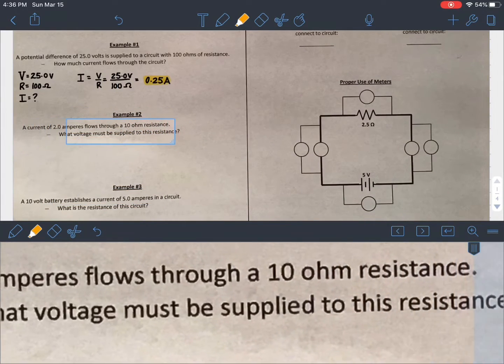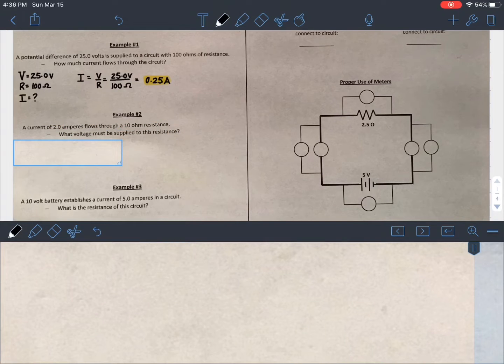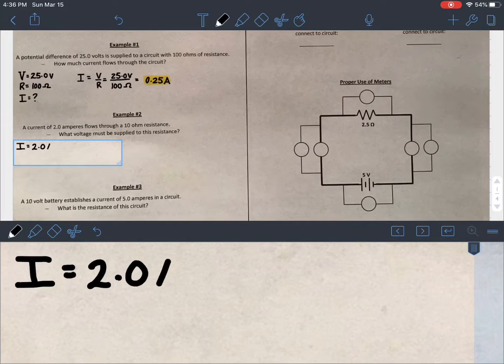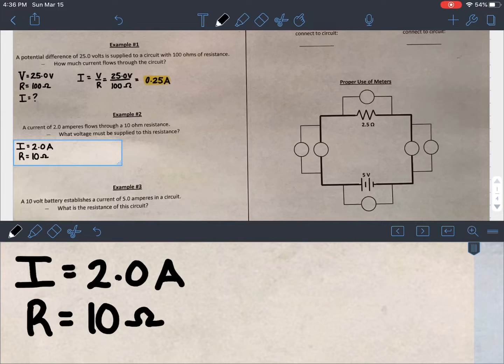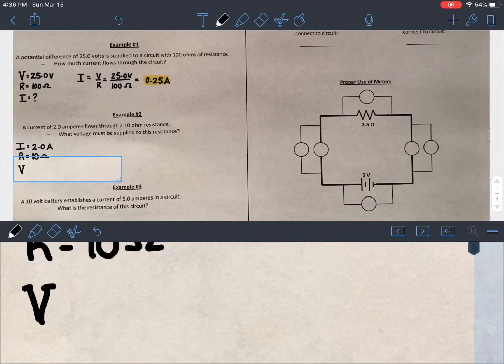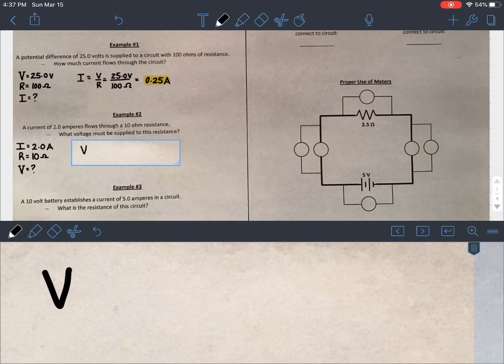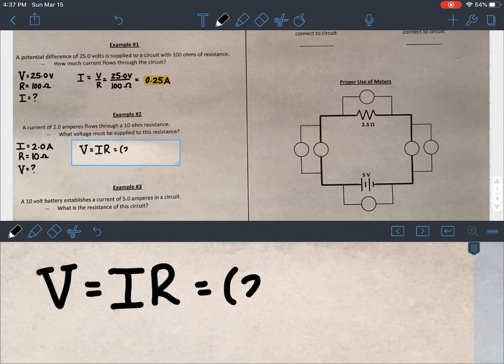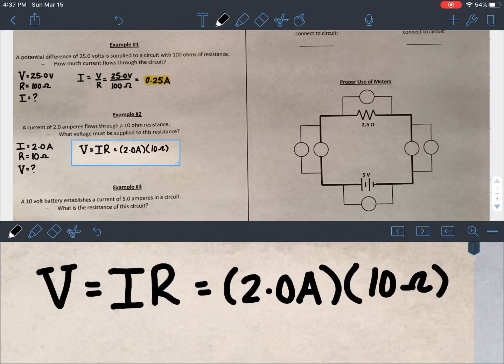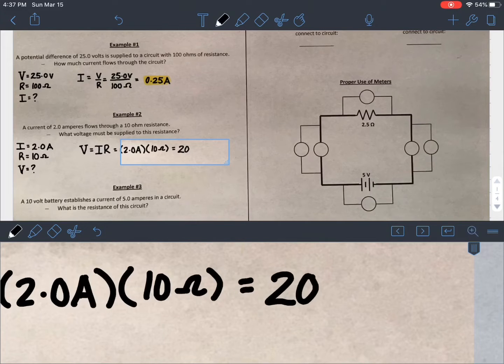Example 2. A current of 2 amperes flows through a 10 ohm resistance. What voltage must be supplied to this resistance? Again, every time you see a unit, you use it to tell you what variable you have and collect all your variables. Then you also have to catch what the actual question is. What voltage must is going to indicate V equals question mark. We already have written down the equation solved for V, so we can just fill in our numbers. This is an easy calculation. 2 times 10 is 20, and we're solving for a voltage. Our unit is volts.